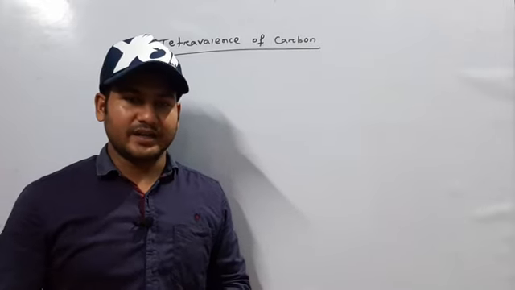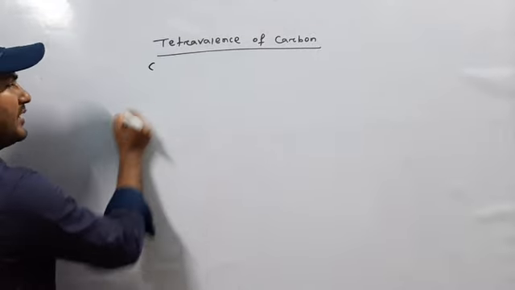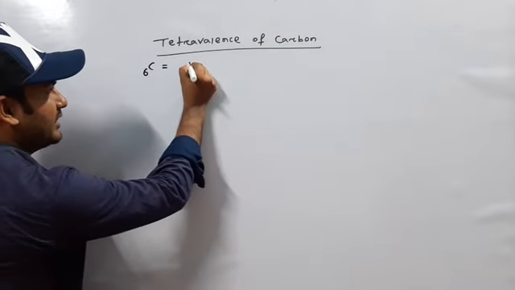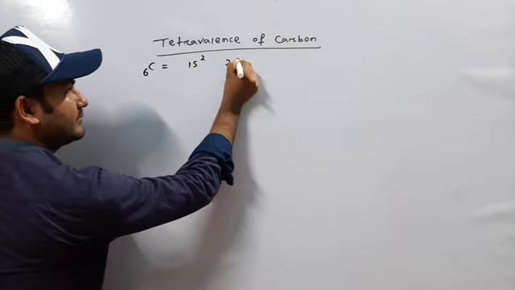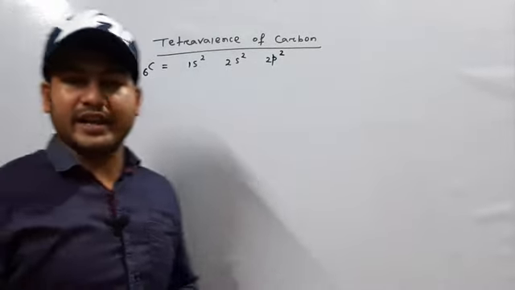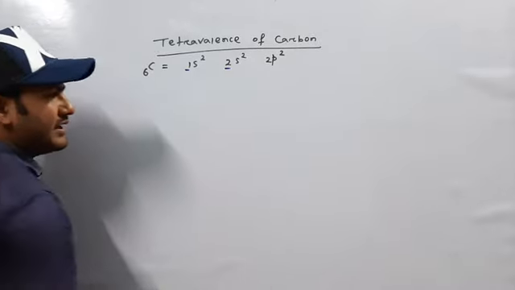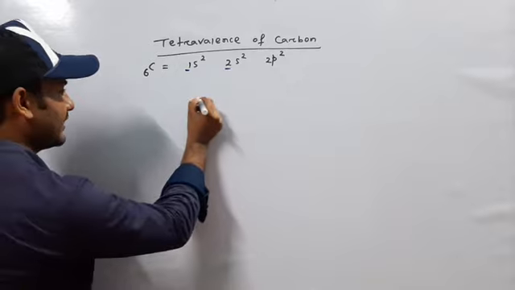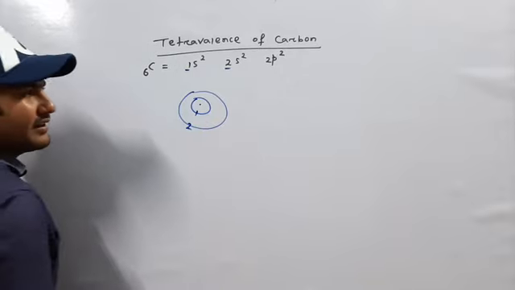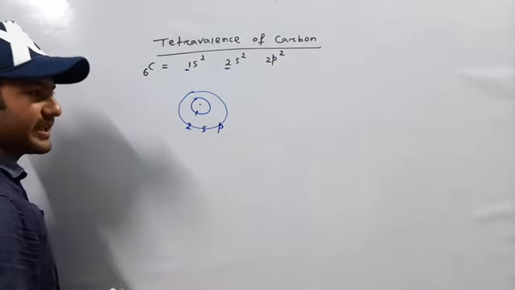Now discuss the tetravalence of carbon. As you know, the atomic number of carbon is 6. The electronic configuration of carbon is 1s2, 2s2, 2p2. Carbon has two shells, first shell and second shell.